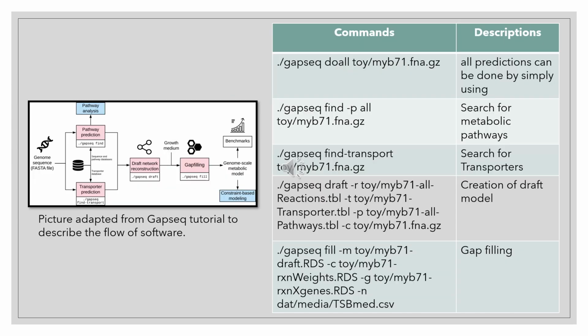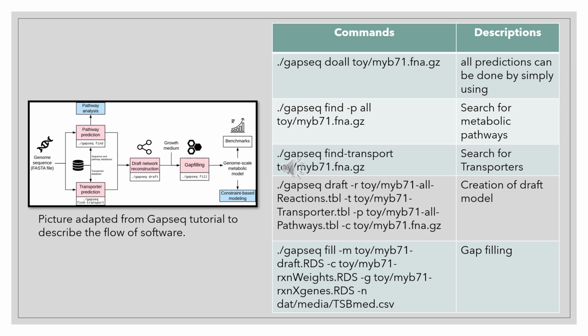This shows the flow of the GAPSEQ program. We give our genome sequence in FASTA format and it goes through pathway prediction, pathway analysis, and transporter prediction, after which a draft network is reconstructed. From the draft network, there is a gap filling stage where we can actually see the gaps being filled, and then we get our genome scale metabolic model, which has our benchmarks, and constraint based models can be based on these two. Similarly, as before, you can see there are commands in the description.